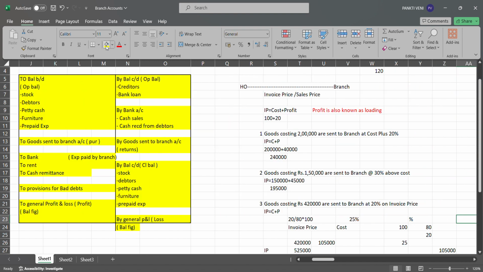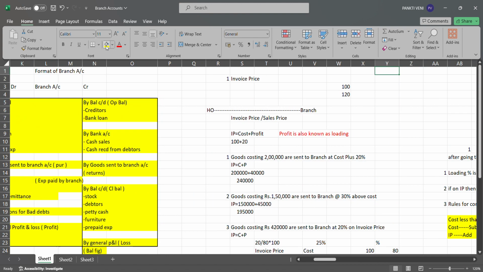Now here we have certain calculation parts also. Usually the loading percentage will be there for stock. How to calculate the loading percentage? We calculate the loading percentage with the help of the calculation 100 and 120. We have HO and branch here, invoice price and sales price. What is invoice price? Invoice price is cost plus profit. Profit is also known as loading.